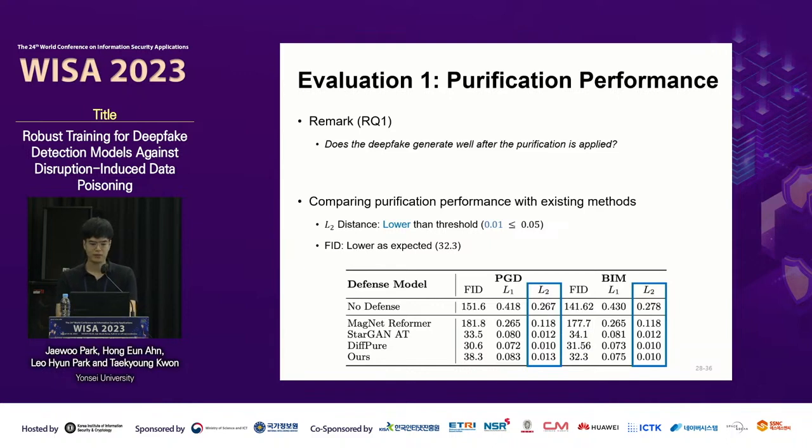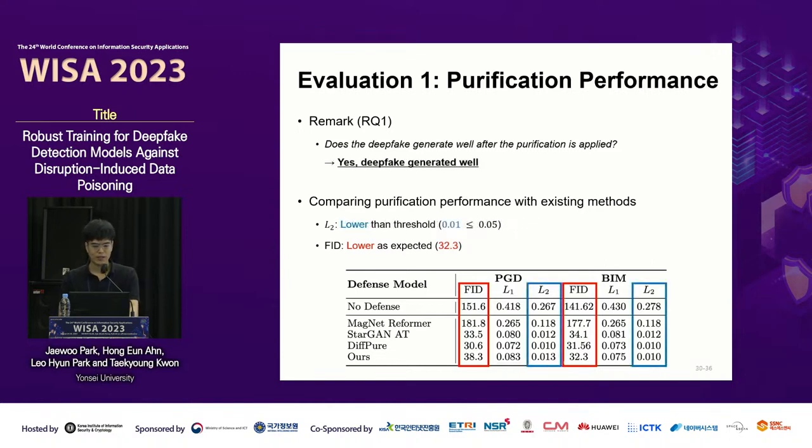Firstly, let's delve into the experimental research regarding purification quality. We found similar defense performance to existing methods. For L2 distance, we can see that our method performs similarly to existing mitigation techniques and is below the disruption threshold of 0.05. Also, we can see that FID also performs similarly to traditional defenses.